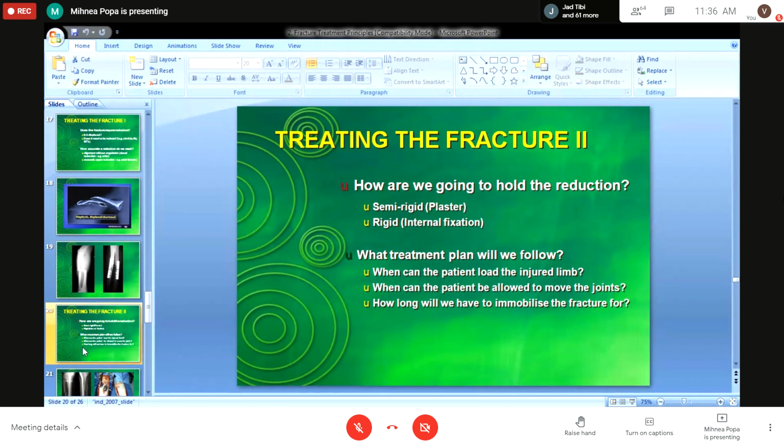After the reduction, we have to keep in mind how we are going to maintain this reduction, through a semi-rigid method, a plaster, or a rigid one through internal fixation, for example. And when you do the treatment, you have to keep in mind how and when the patient can load the injured limb, which is different from fracture to fracture, when the patient is allowed to move the joints, and how long we should immobilize that fracture. We have to keep this in mind and always explain everything to the patient, because it's very important for him to understand his pathology and how it will evolve in time through our treatment.